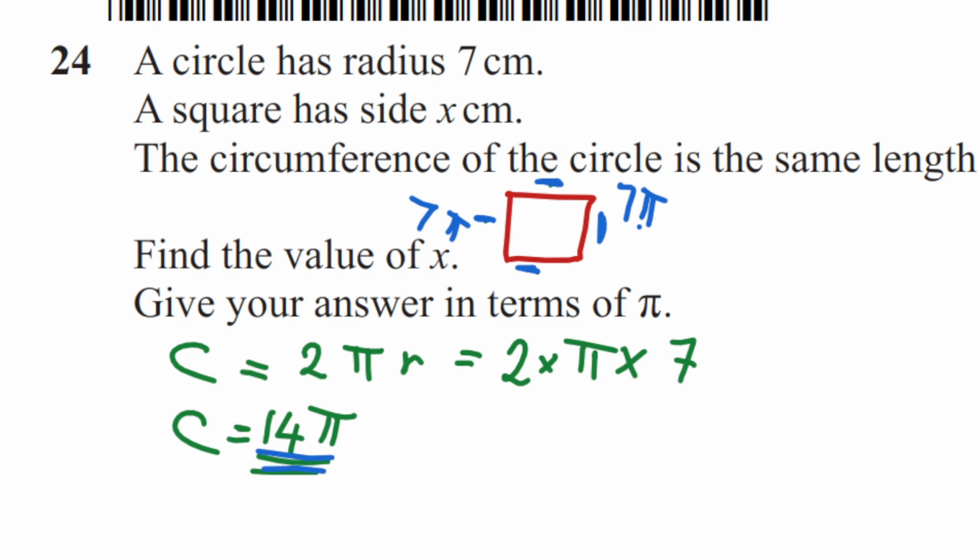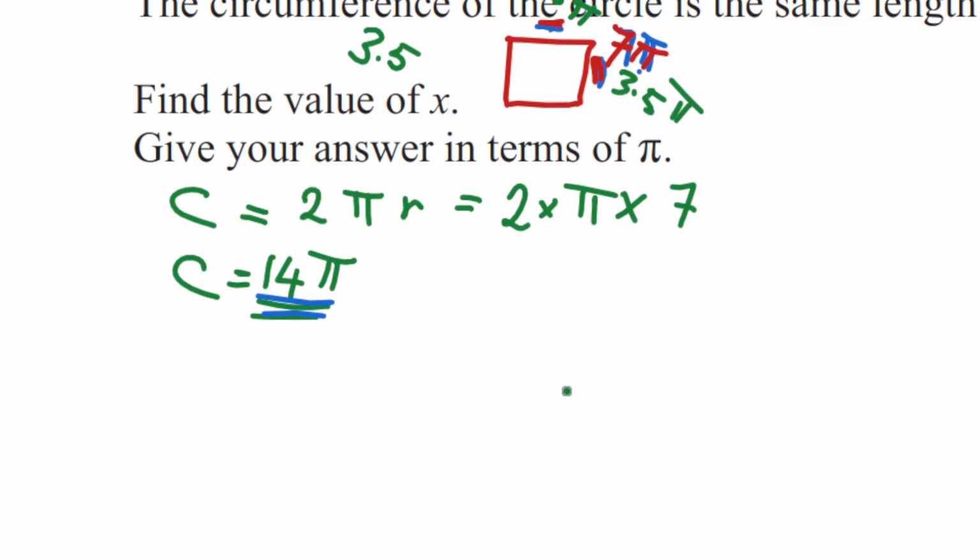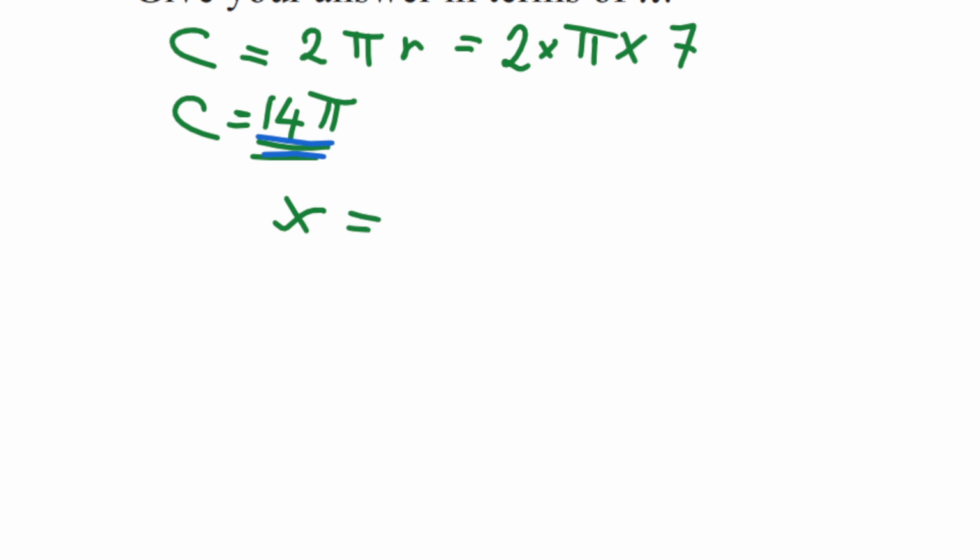Because it's non-calculator, I'm trying to do it the easiest way possible. So, if 2 sides add up to 7 pi, this plus this makes 7 pi. That means each side is half of 7 pi. Half of 7 is 3.5, right? So this is 3.5 pi, and this is 3.5 pi. That means the side of the square x is equal to 3.5 pi.